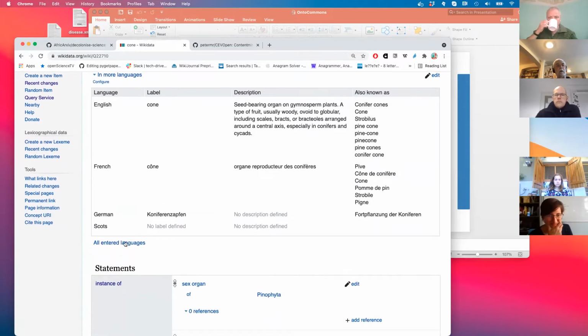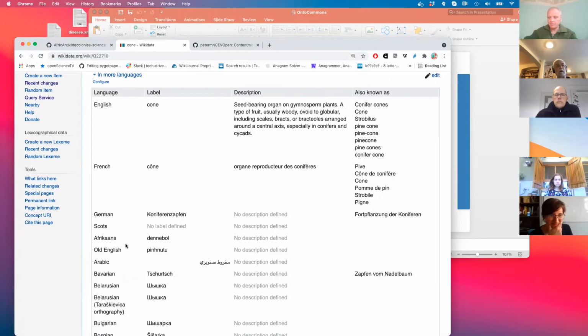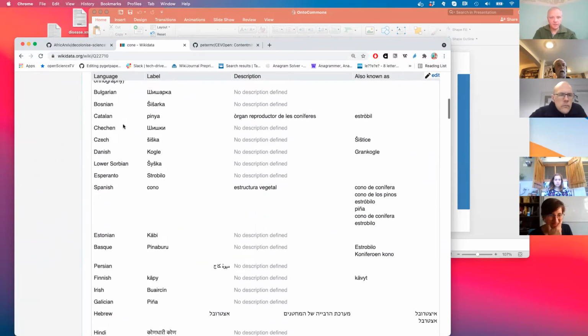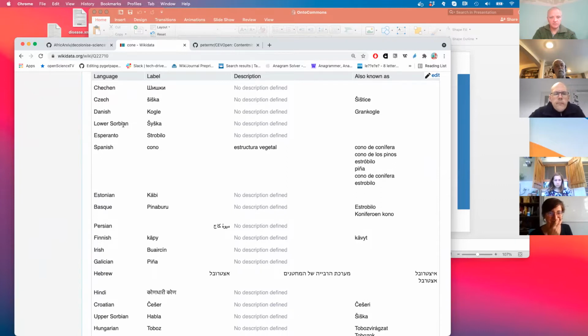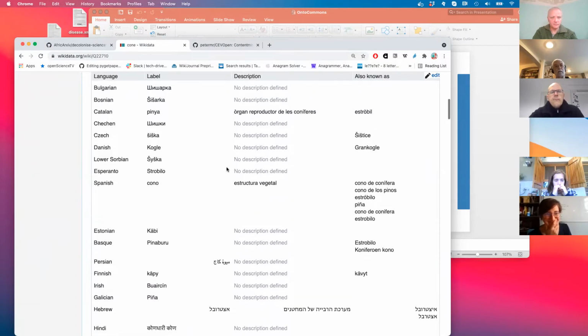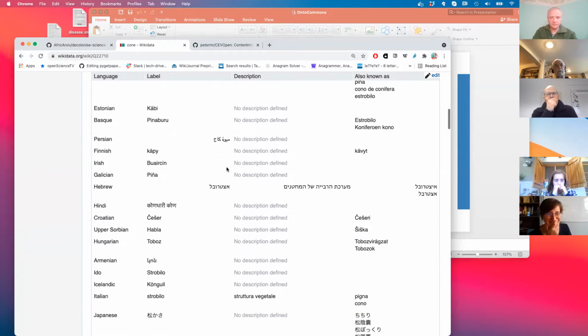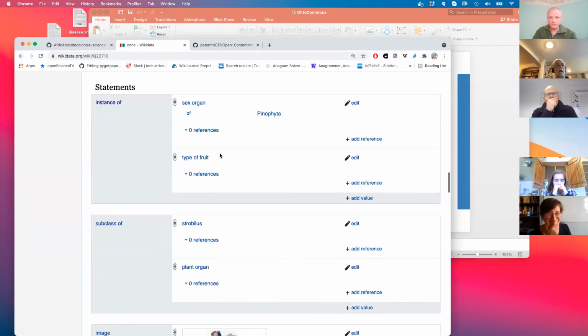But if we look at this, we can find that there are a large number of languages, limited only by the volunteers to put them in. So if you want to find what the Wikimedia community thinks are equivalents or commentary on or whatever, then Wikidata is a clearinghouse for this sort of thing. You can get this in different languages here. So a cone is a sex organ and a type of fruit. So you've got the whole semantic background of this.